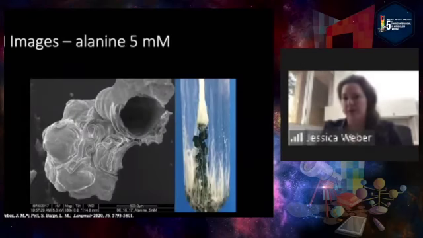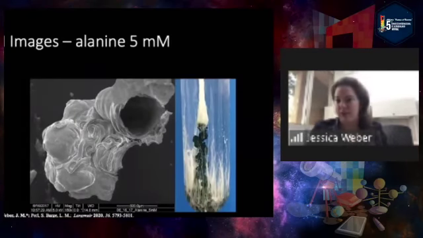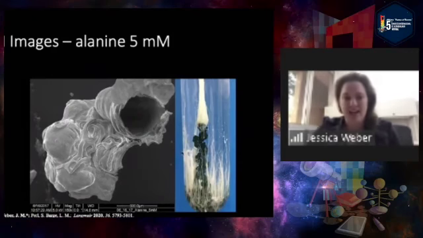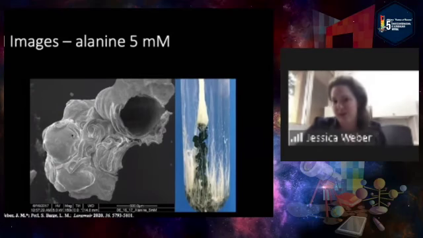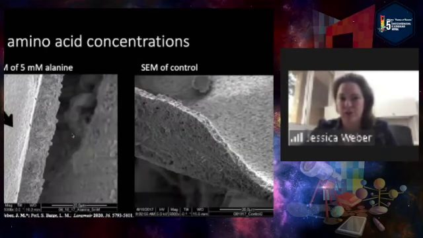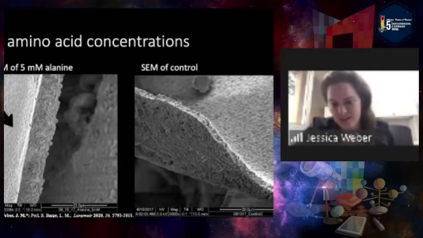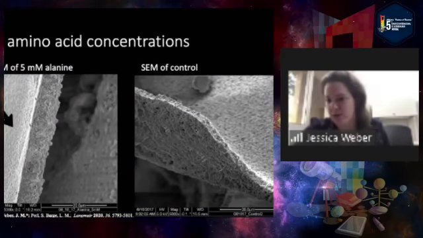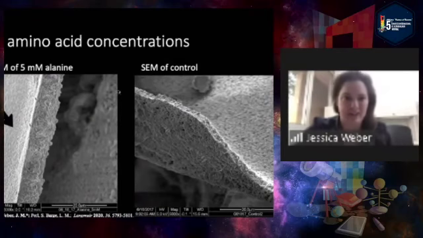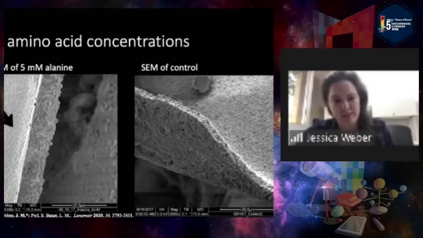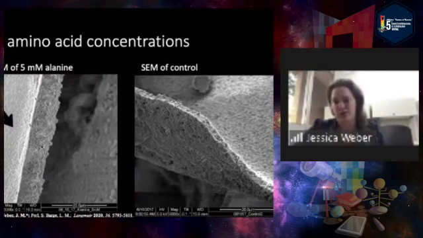And then here's an example of alanine, a bulb of alanine grown from something like this. We noticed that the edges of this were much smoother at 5 millimolar. And here's a direct comparison. You can see in the control, it's very rough. It is uniform throughout. However, when you look at the 5 millimolar of amino acid, in this case alanine, we see a small layer of smooth material on top of this rough structure.